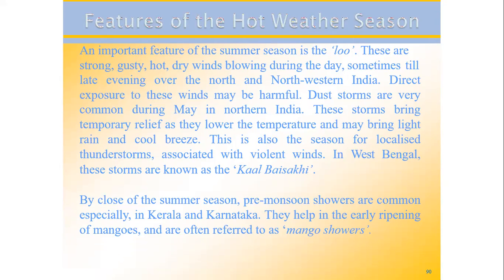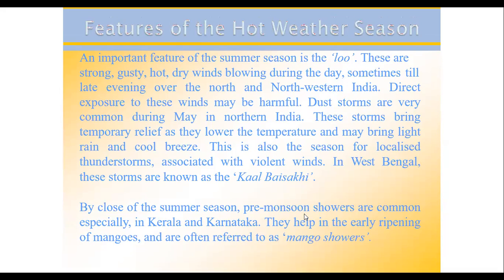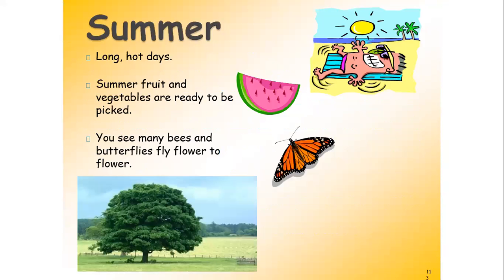By the close of the summer season, pre-monsoon showers are common, especially in Kerala and Karnataka. They help in the ripening of mangoes and are often referred to as mango showers. So in summers, we have long hot days. Summer fruit and vegetables are ready to be picked. You may also see some bees and butterflies flying from flower to flower.